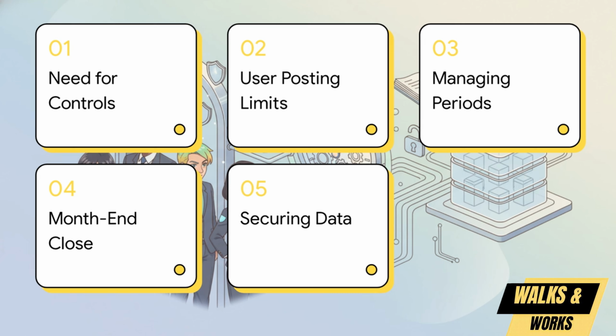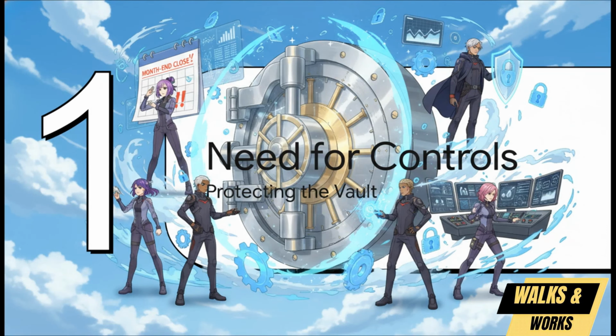Our roadmap for today covers the need for posting controls, setting up user posting limits, opening and closing periods, navigating the month-end close, and finally, securing that financial data. Let's get to it. Section 1. The need for posting controls. Because we absolutely have to protect the vault during standard daily operations, and especially during that frantic month-end close.